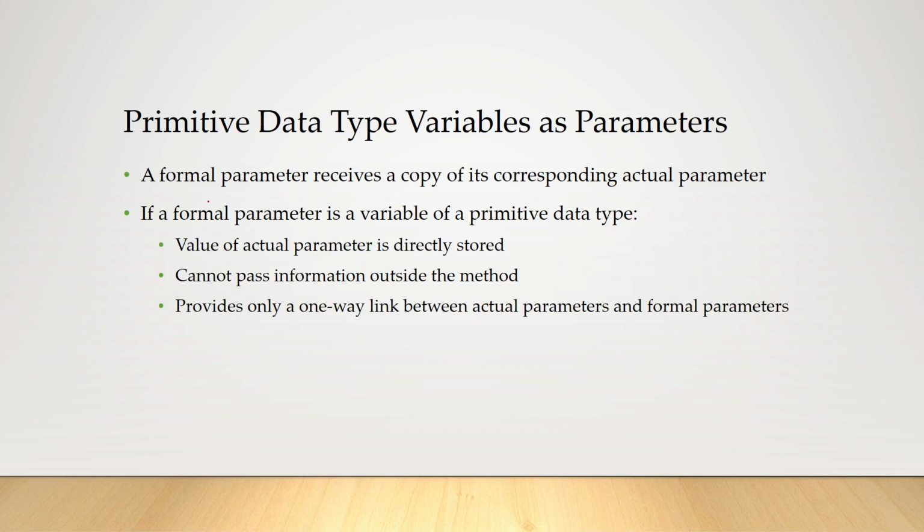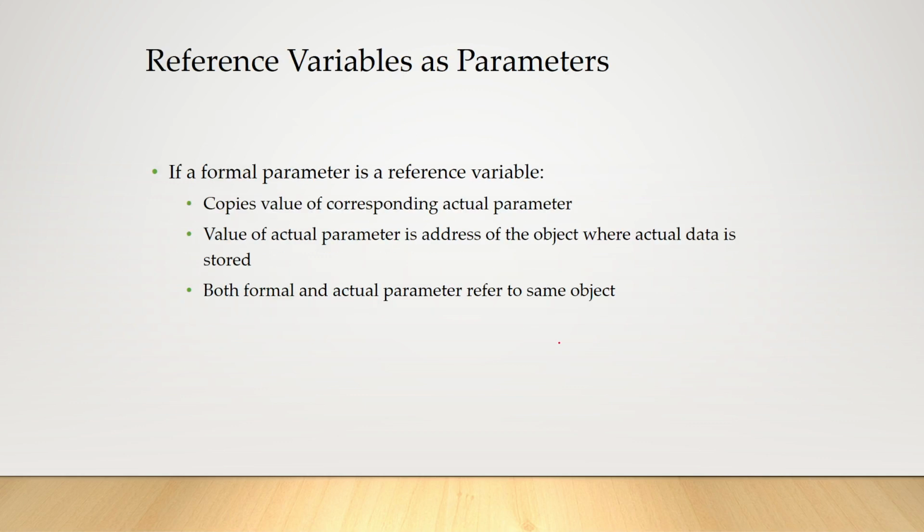Okay, and this formal parameter receives a copy of its corresponding actual parameter, because in the method call you are going to pass the value. Then it will be received by the formal parameter. If a formal parameter is a variable of a primitive data type, the value of the actual parameter is directly stored and cannot pass information outside the method. It's one way, and provides only a one-way link between actual parameters and formal parameters.